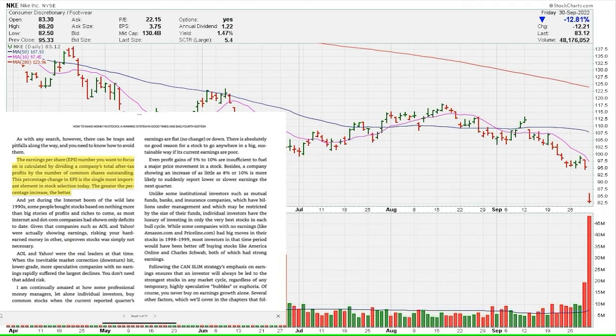Now, I have mentioned in the past that the most important factors that you need to pay attention to are interest rates and corporate earnings. In fact, William O'Neil did a study. They went back approximately 100 years, and they found that earnings per share is the single most important element in stock selection. So in other words, they looked at all the variables that they could look at, and corporate earnings were incredibly important. Now, this is a graph of Nike.